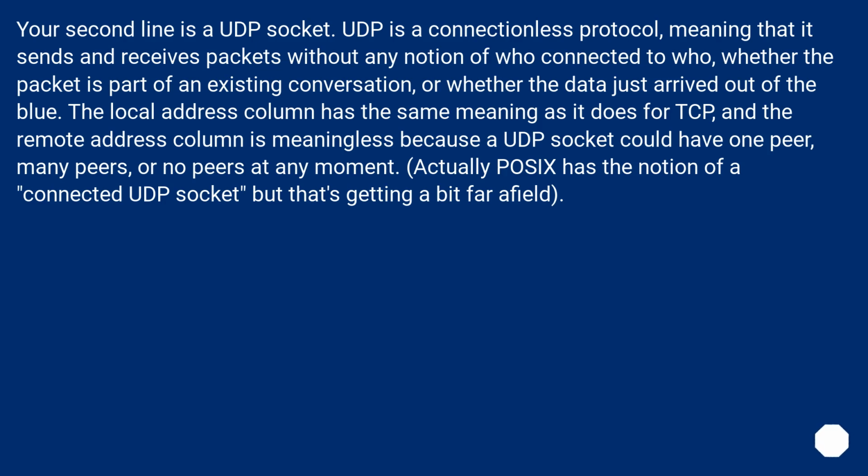The local address column has the same meaning as it does for TCP, and the remote address column is meaningless because a UDP socket could have one peer, many peers, or no peers at any moment. Actually, POSIX has the notion of a connected UDP socket, but that's getting a bit far afield.